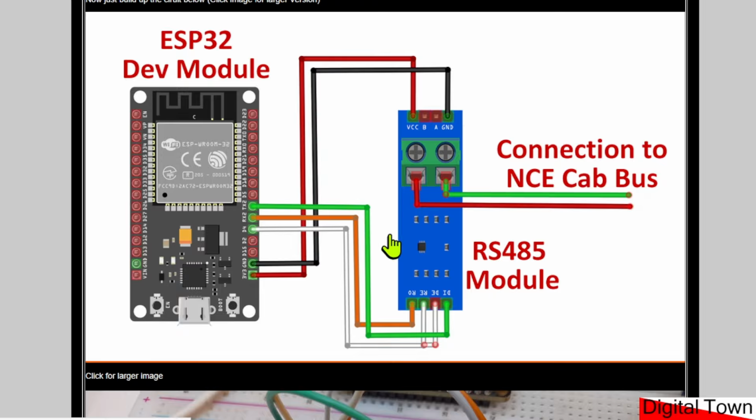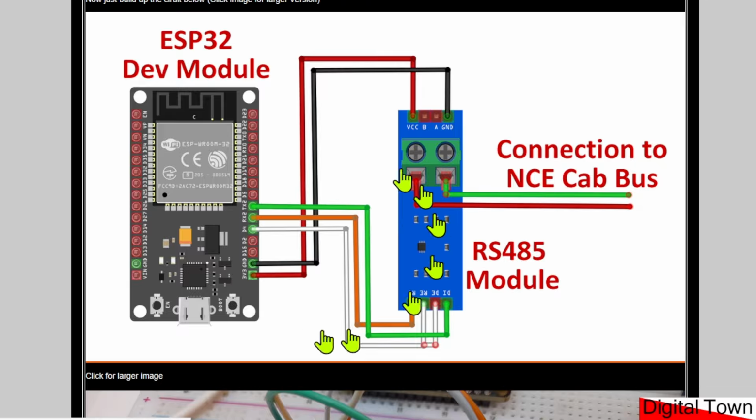But for the NCE system, you only require one RS485 module for the whole system. So even if I had 4 or 5 controllers and 4 or 5 separate control panels, it would still only use one connection to the NCE Cab Bus, which is quite useful because if you're using things like the power cab, you're really restricted to the number of items that you can plug in on the cab bus.